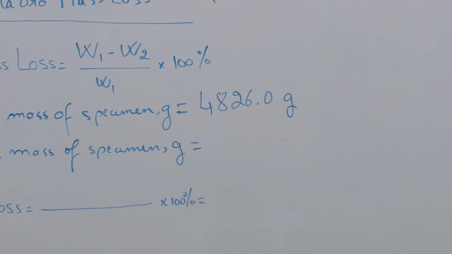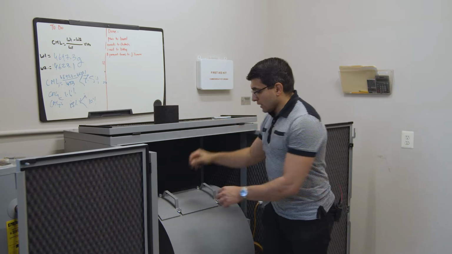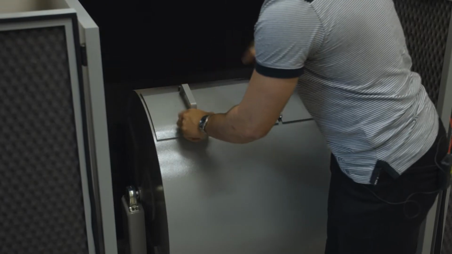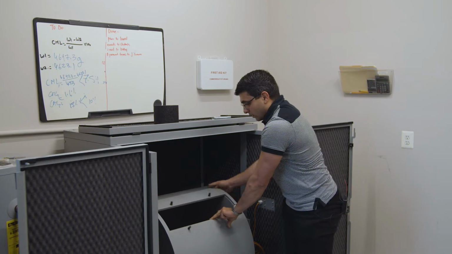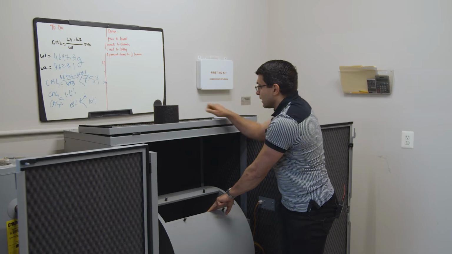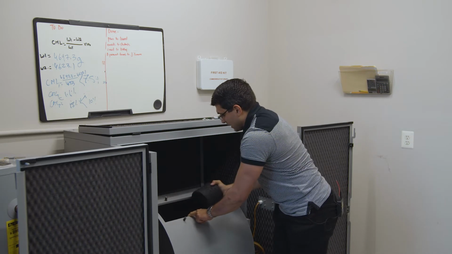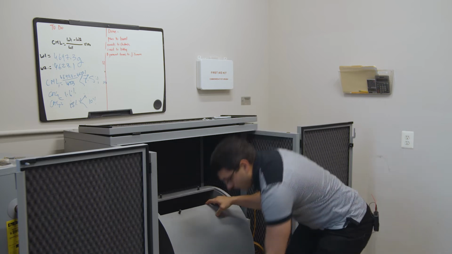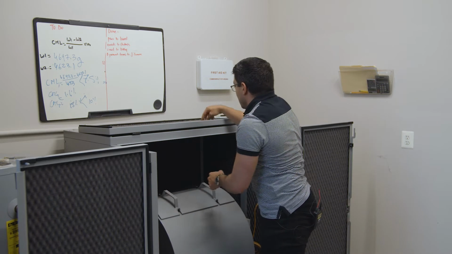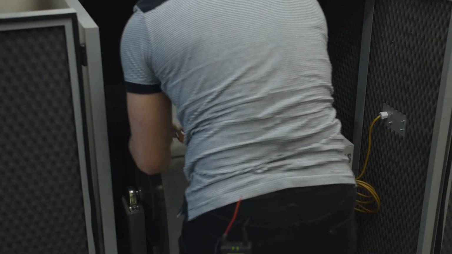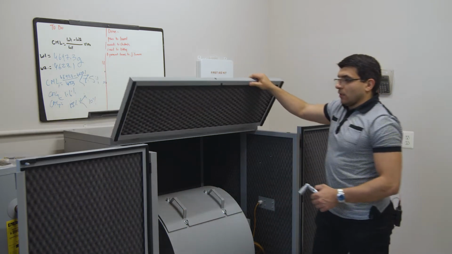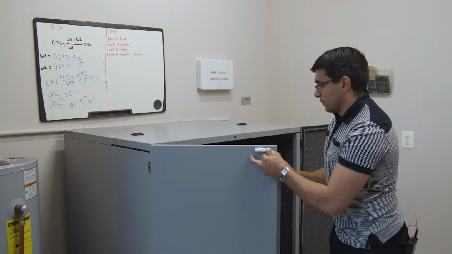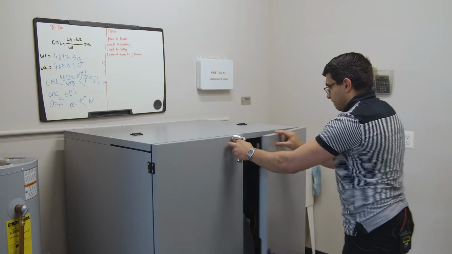So once we determine the initial weight of the specimen before conducting the test, we're going to take off the lid of the machine. And we want to make sure that our Los Angeles abrasion machine is empty and clean. And then we're going to gently put the specimen inside the drum. And then we're going to close the machine with the lid and tie the screws. Once this is done, we'll make sure to close the chamber. And now we're ready to run the test.